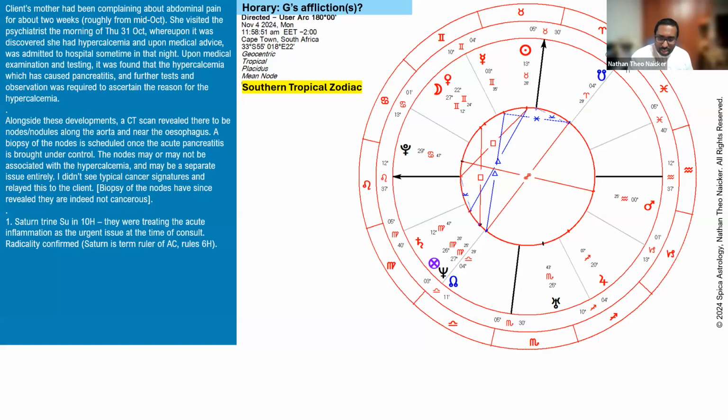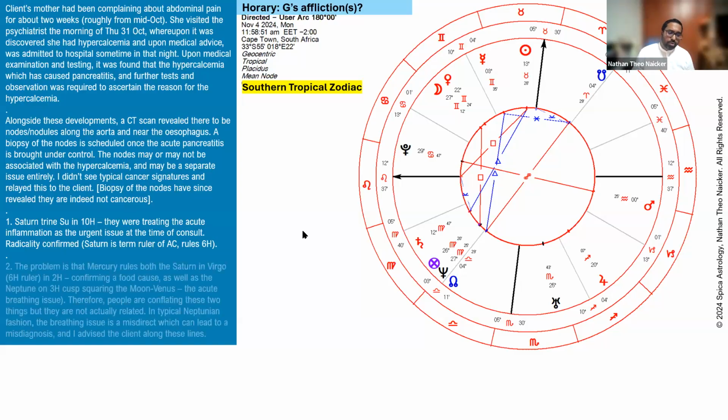The inflammation that is trining that Saturn in that organ of the pancreas is the actual treatment that is ongoing right now, because there's a planet in the 10th house trining the 6th house ruler. So the inflammation as the acute urgent issue was apparent at the time of the consult. Again, it's showing the radicality of the chart. Then Saturn is also the term ruler of the ascendant, and it also rules the 6th house. So that was important to see.